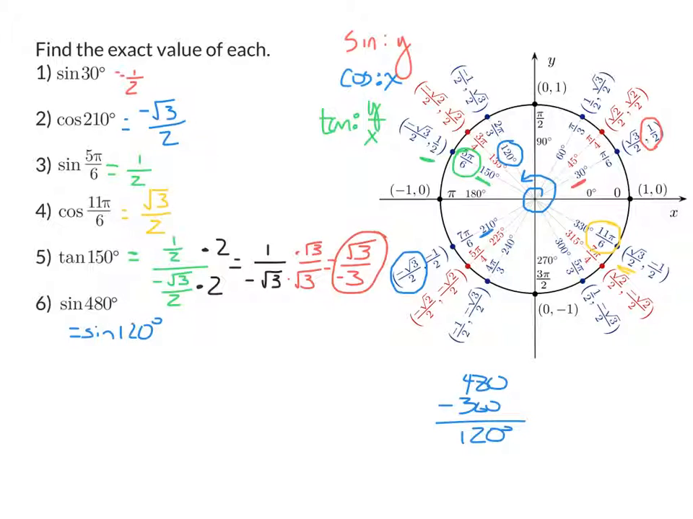And sine of 120, again, sine is my y value. So we look at the y value, and it ends up being the square root of 3 over 2. Sine of 480 is the same as the sine of 120, which equals the square root of 3 over 2. Okay, so that's how we use the unit circle. For now, we are done.